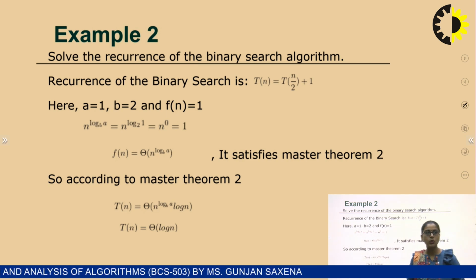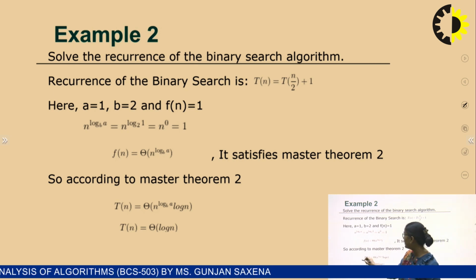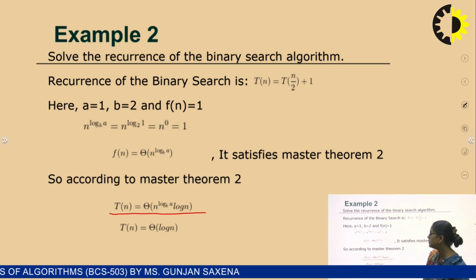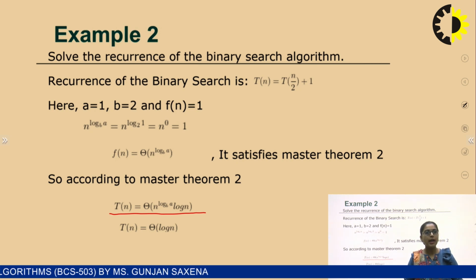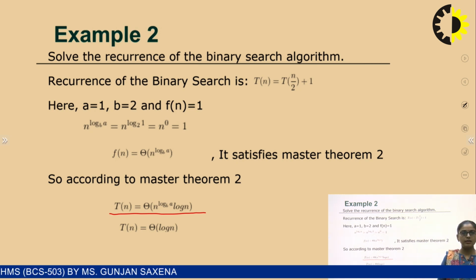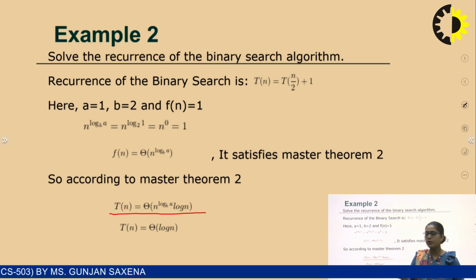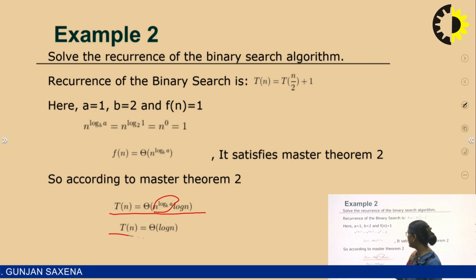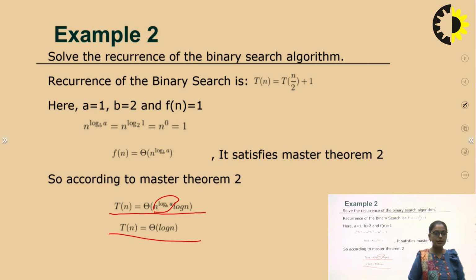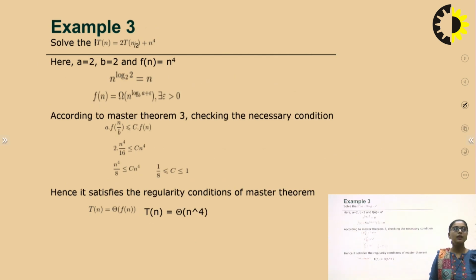Then what was the solution? The simple solution is, if case 2 arises, T(n) equals theta of n to the power log base b a times log n. So the value of this particular term is already calculated, which is 1, then our solution is T(n) equals theta of log n. Okay.